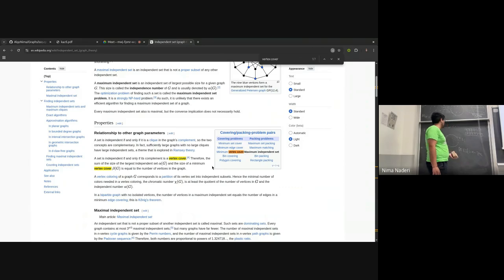If you take the maximum independent set, and then instead of picking the vertices that make the maximum independent set, you pick all the other vertices, that's the minimum vertex cover. Right? Because if those vertices were not part of the minimum vertex cover, you could take them to make your independent set bigger, I think. I'm not sure.